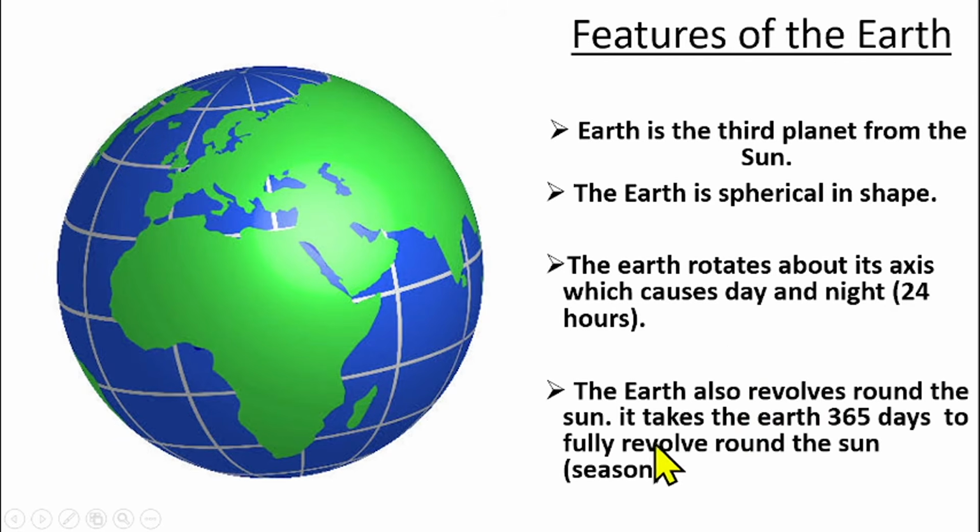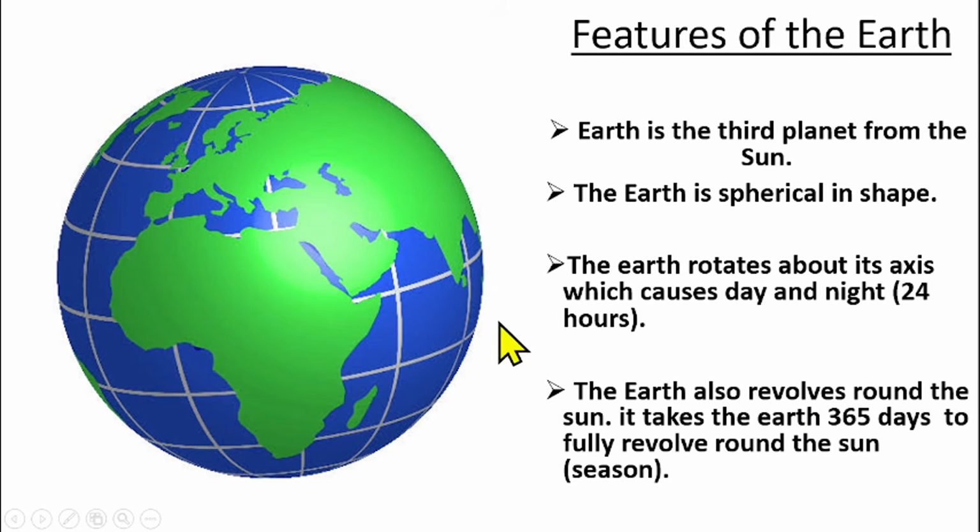Also, the Earth revolves around the sun. So as it's rotating, it's also revolving around the sun, and it takes the Earth 365 days to fully revolve around the sun, which causes seasons. So the revolution of the Earth causes seasons, while the rotation of the Earth causes day and night.